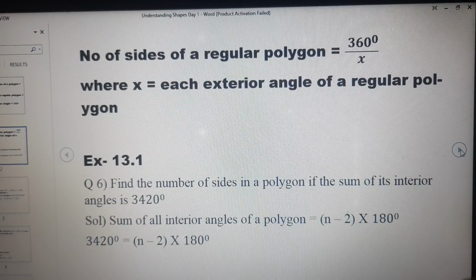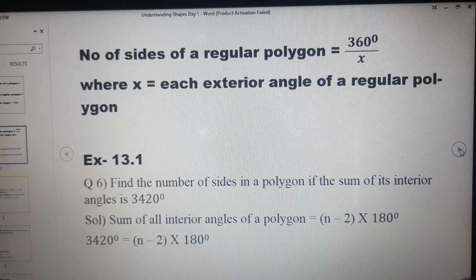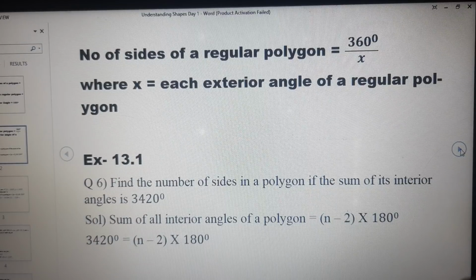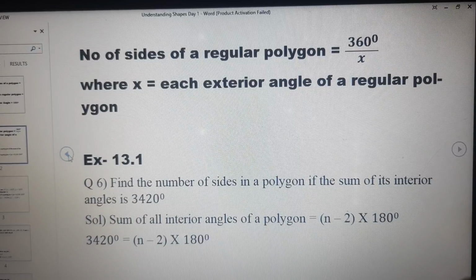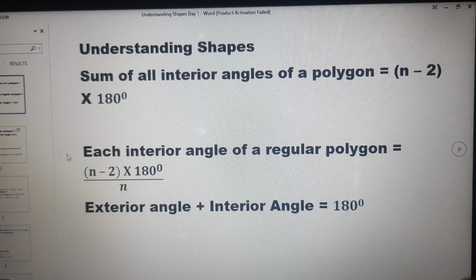Okay, moving on to the next formula, which is the number of sides of a regular polygon. If we have to calculate the number of sides, then it is 360 degree divided by x. What is x here? x is each exterior angle of a regular polygon. Suppose we know the exterior angle, then it is okay, we'll directly put it.